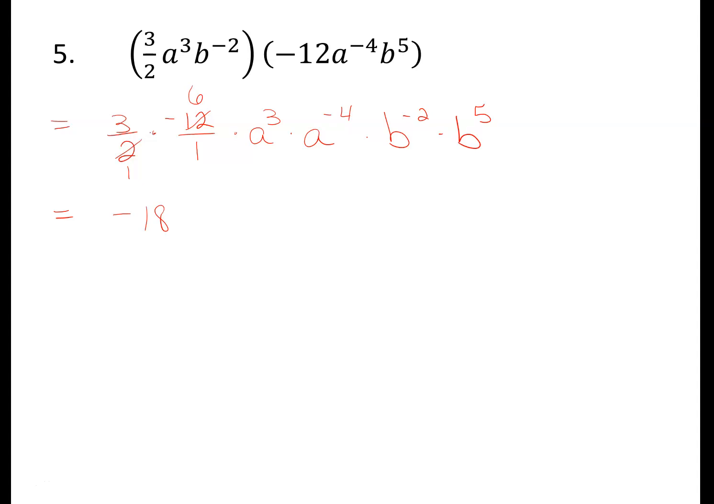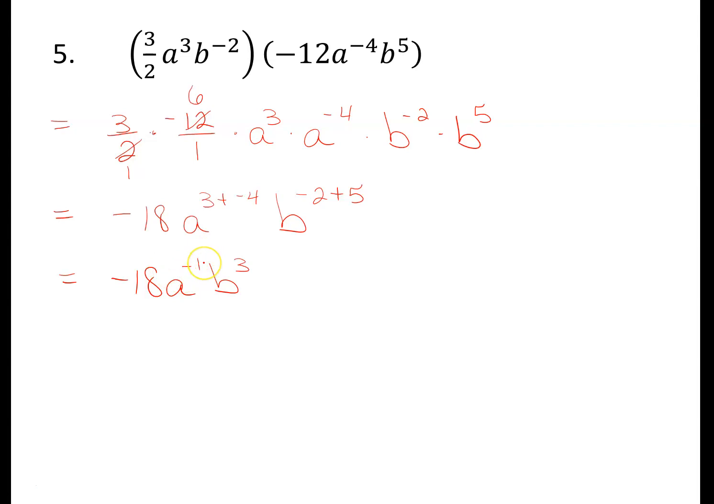Okay, look at the a's. When we multiply, this was the first rule in the first video on exponent rules. When we multiply, we add the exponents. So I'm going to go ahead and write that out. It's 3 plus -4. You keep the base, add the exponents, and the same thing for the b's. You keep the base and add the exponents. So the result of that would be a to the -1 and b cubed.